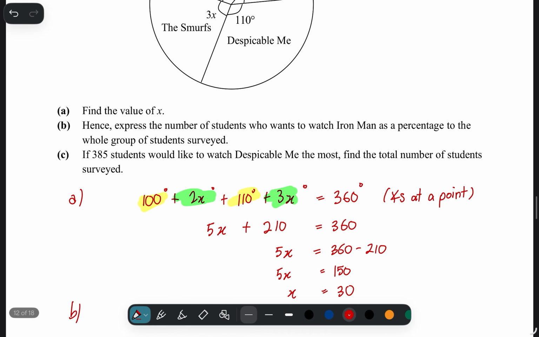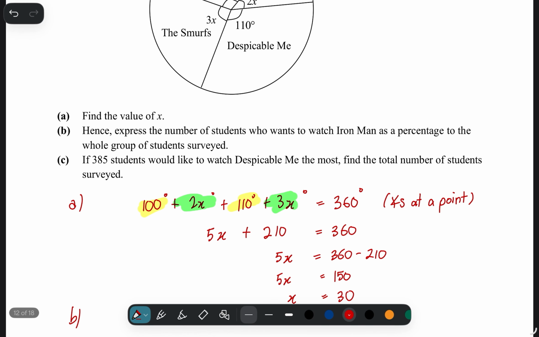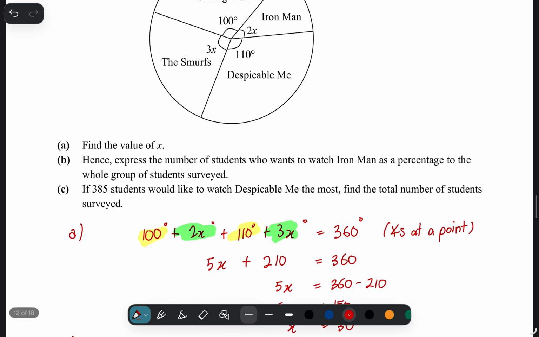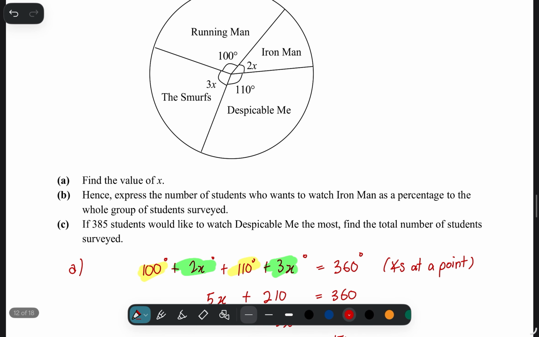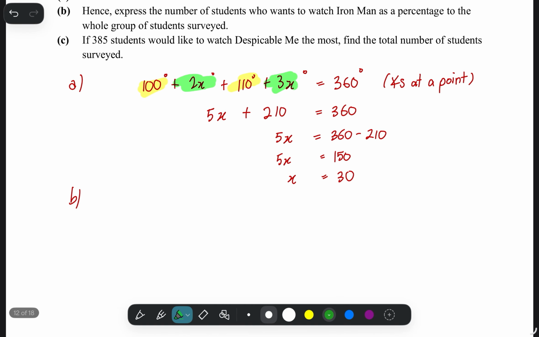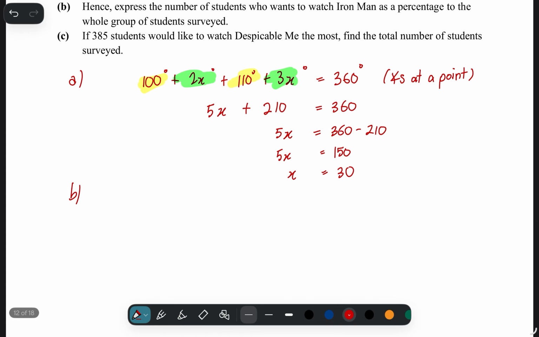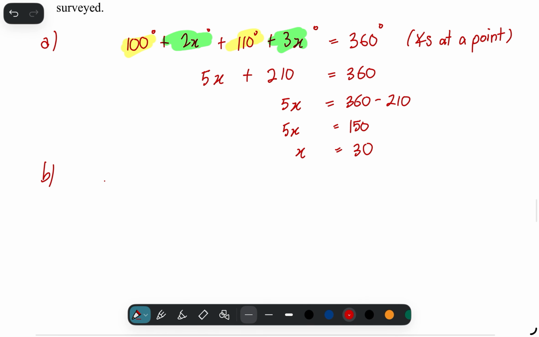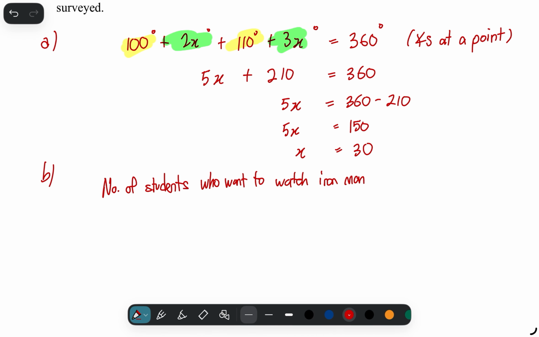For part B, hence express the number of students who want to watch Iron Man as a percentage of the whole group of students surveyed. So we look at Iron Man. Iron Man is 2x. Let me highlight here. Iron Man is 2x. So number of students who want to watch Iron Man, we can calculate. Let me write over here. Number of students who want to watch Iron Man is equal to 2x.